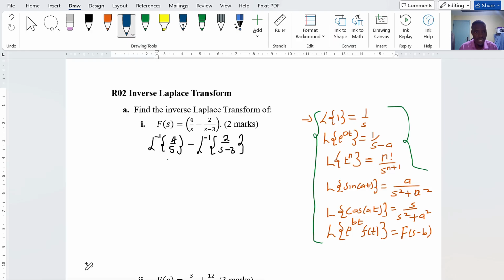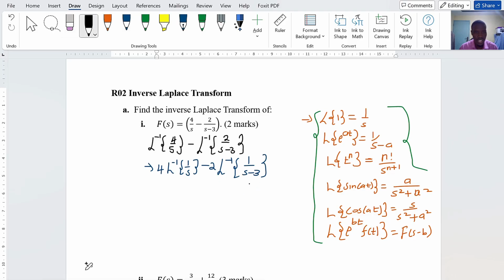So you can clearly see this one is 4 over s. So 4 times the inverse Laplace transform of 1 over s minus 2 times the inverse Laplace transform of 1 over s minus 3.